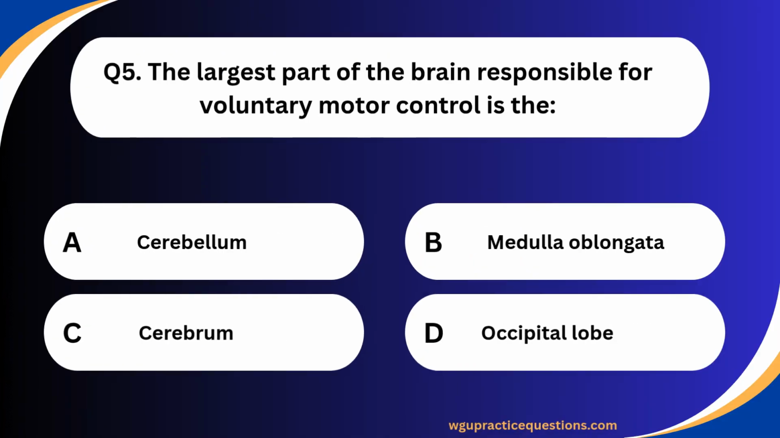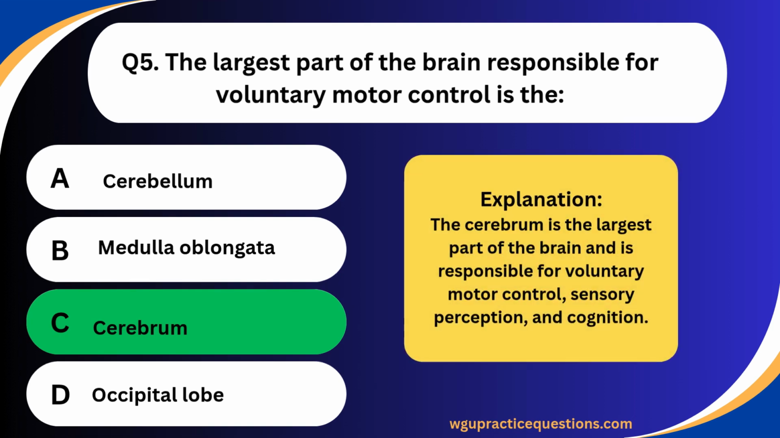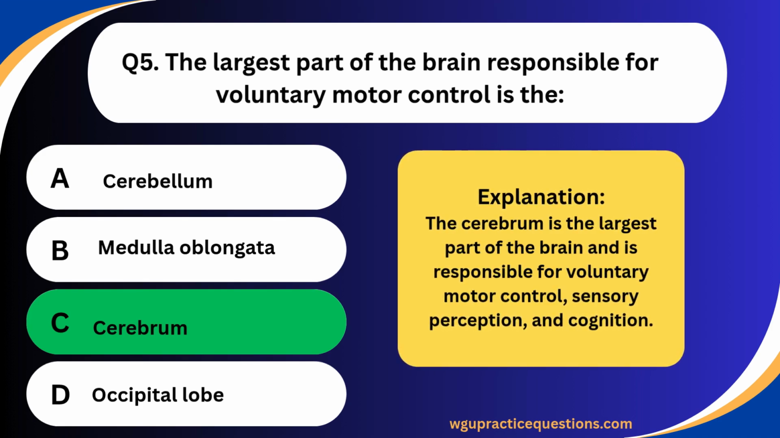Question 5. The largest part of the brain responsible for voluntary motor control is the A. Cerebellum. B. Medulla oblongata. C. Cerebrum. D. Occipital lobe. Which one is the correct answer? The correct answer is C. Cerebrum. Explanation. The cerebrum is the largest part of the brain and is responsible for voluntary motor control, sensory perception, and cognition.